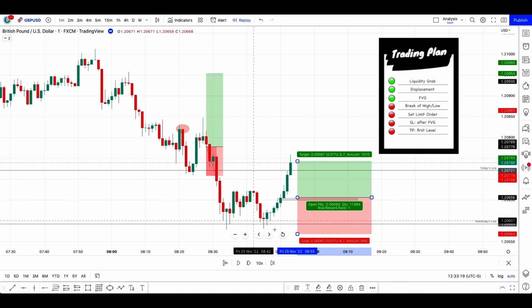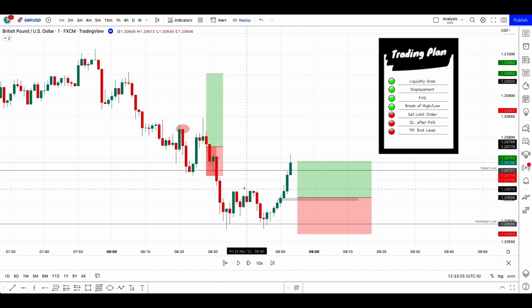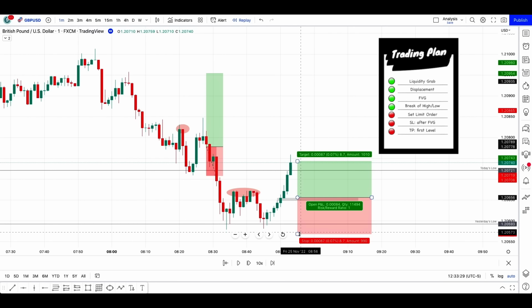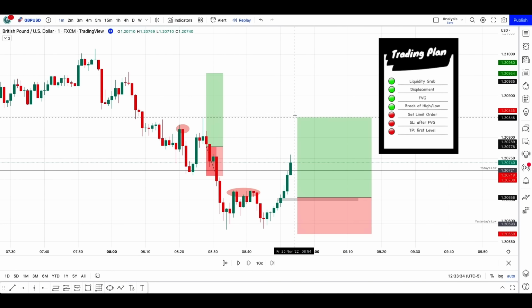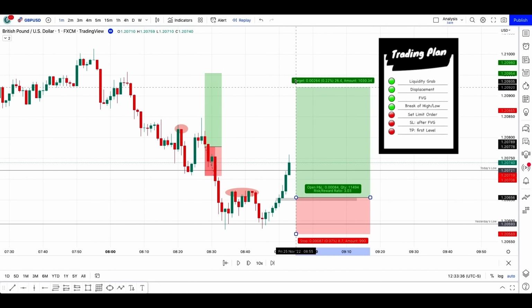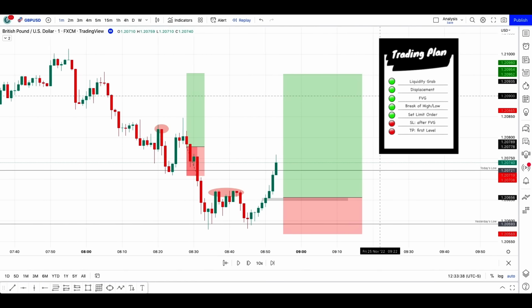Because we had the takeout of the liquidity, we had the displacement, we have this fair value gap, and we had the break of those highs. And then the stop loss right there, and let's just go for the first target, which is above 2.5. This is 2.2, so I gotta go with this one, 3.4.